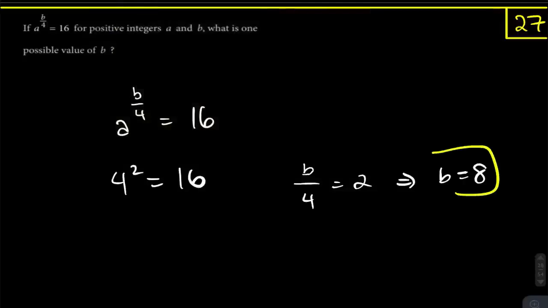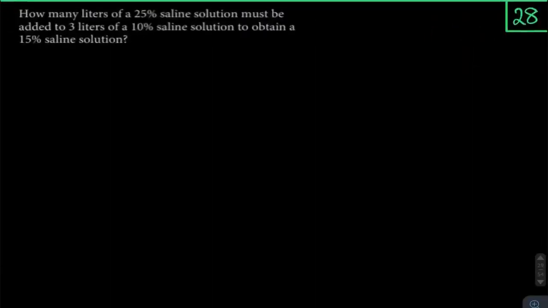Now you might have solved this in a different way, right? There are a couple different options here of what you could have done, but that's one of them, right? B could equal 8. All right, so that's problem 27.